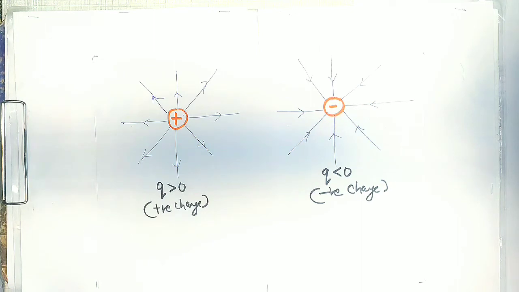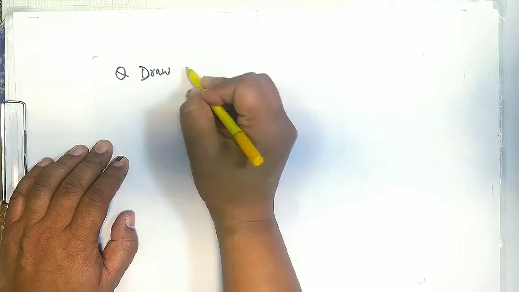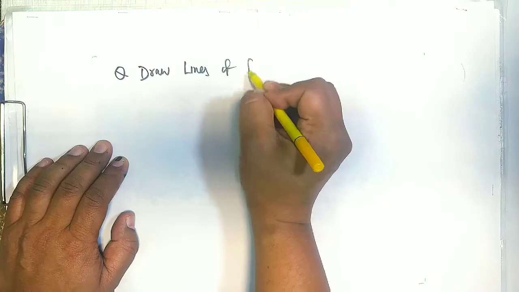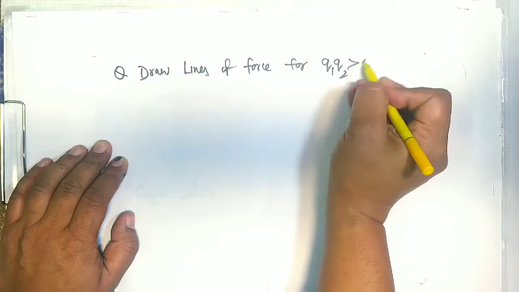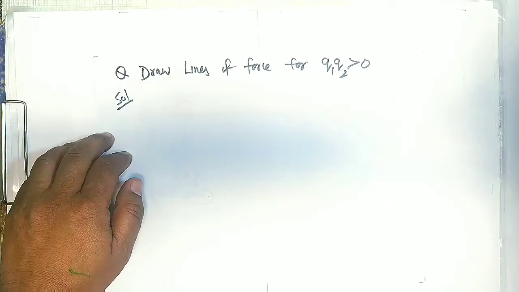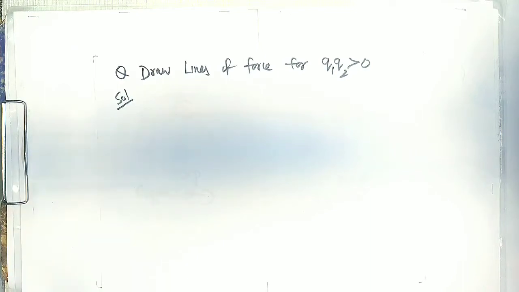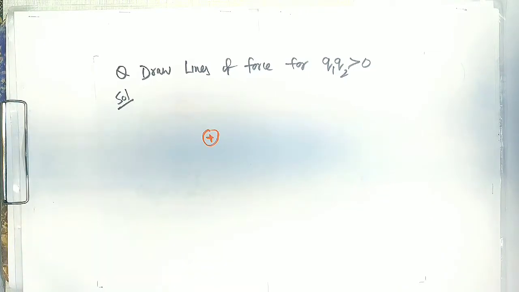Now if these charges are given in pairs, I will explain how they are given. Say in the paper a question comes: draw lines of force for Q1, Q2 greater than 0. Now Q1, Q2 greater than 0 is simple, that both are like charges. One is say this plus, and the other is what?